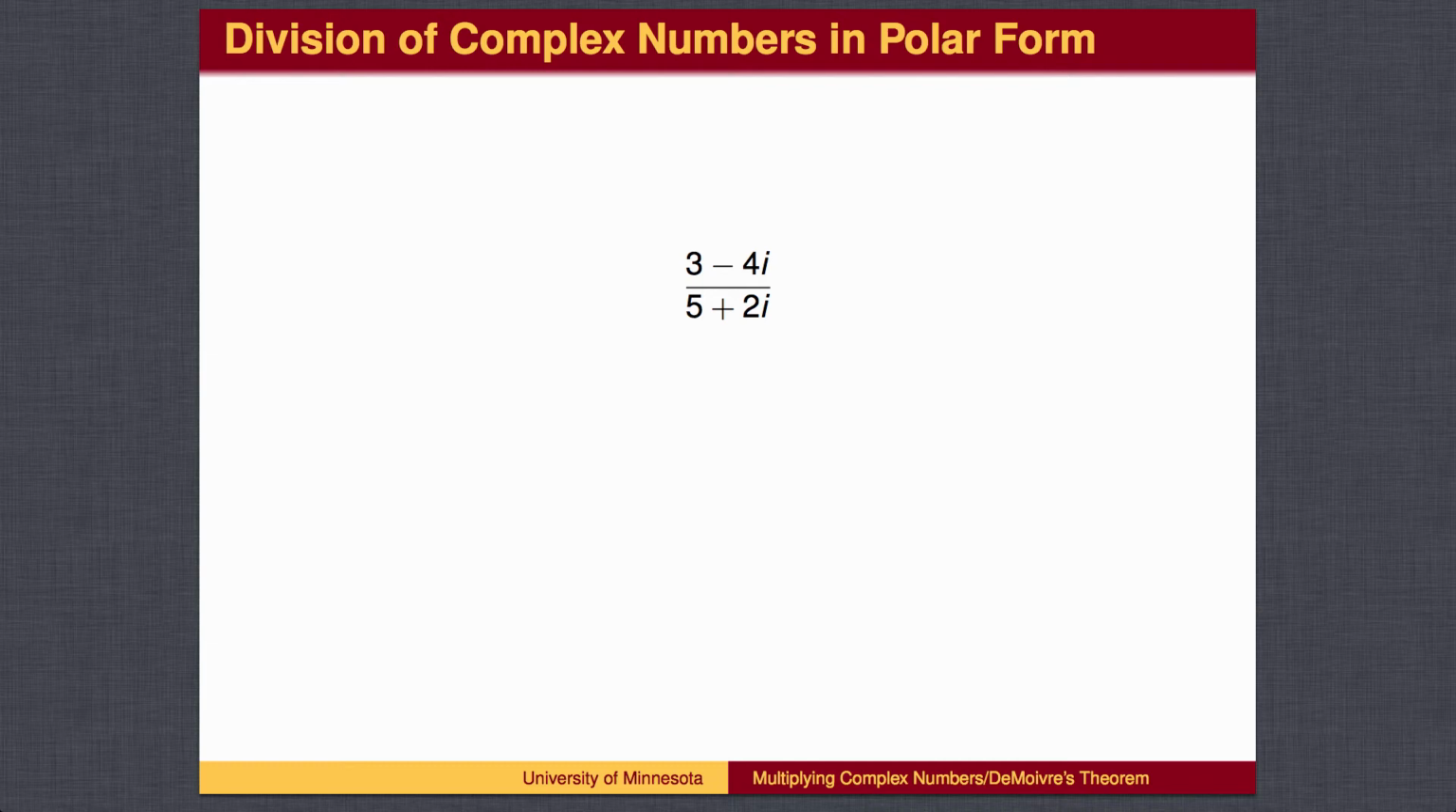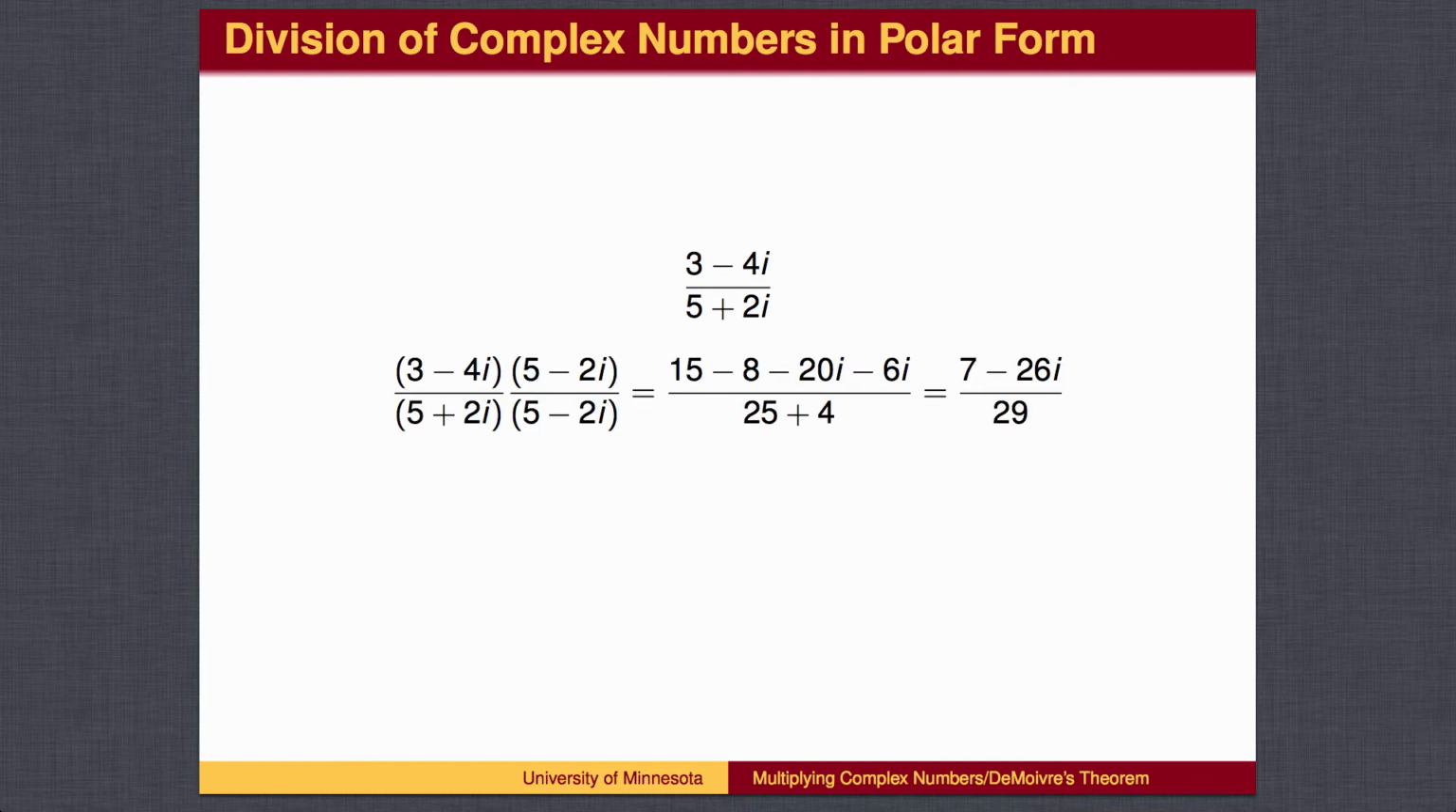Here's how division works. It is similar to the method we use to rationalize denominators. We wish to remove the imaginary part from the denominator, so we multiply by the conjugate, forming the difference of squares pattern. We FOIL the top and FOIL the bottom. Notice that in the denominator, the imaginary parts cancel and we're left with a real number.